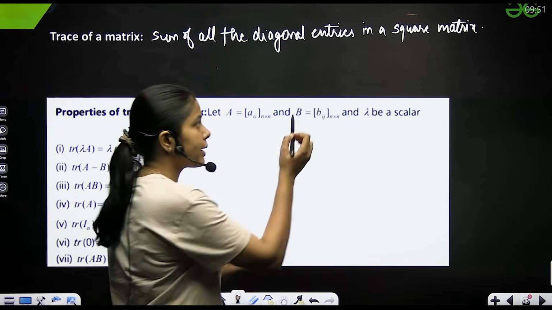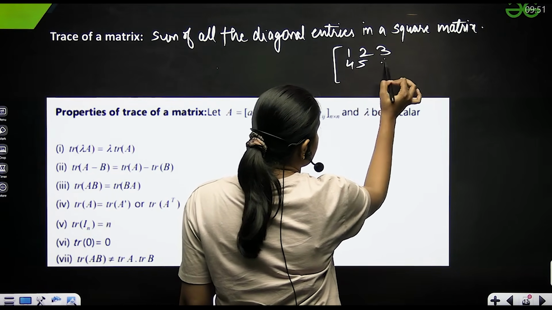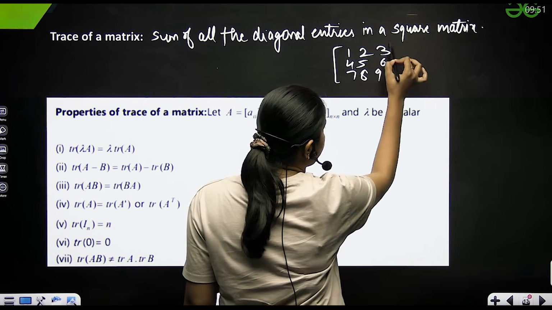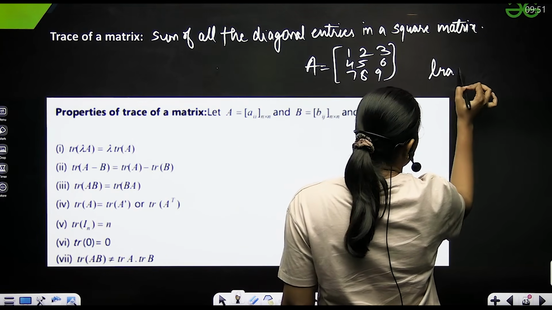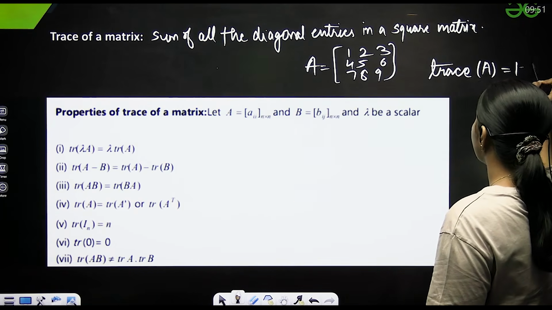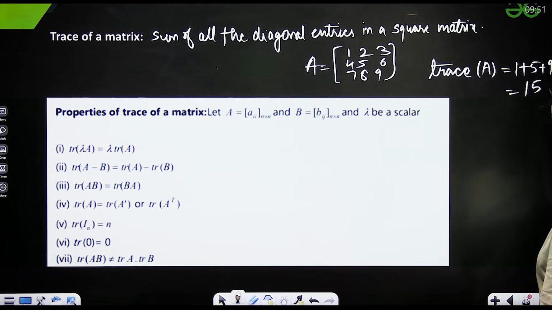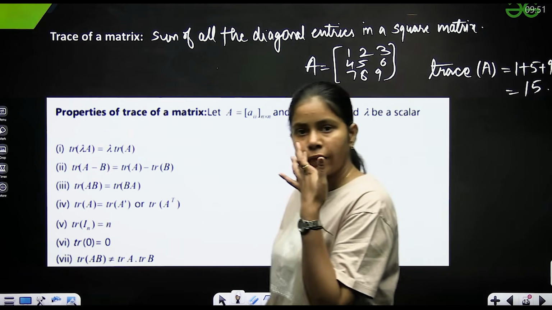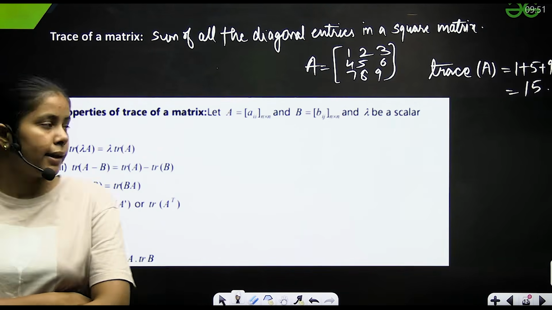So let's take one example. We have this matrix 1, 2, 3, 4, 5, 6, 7, 8, 9. Let's suppose this is my matrix A. If I need to find the trace of A here, what would it be? It would be 1 plus 5 plus 9, that means 15. Trace of A here is 15.